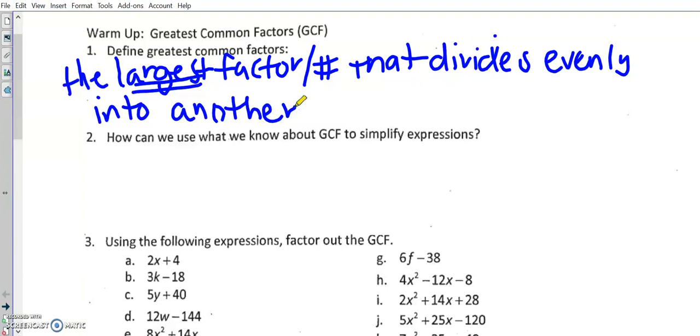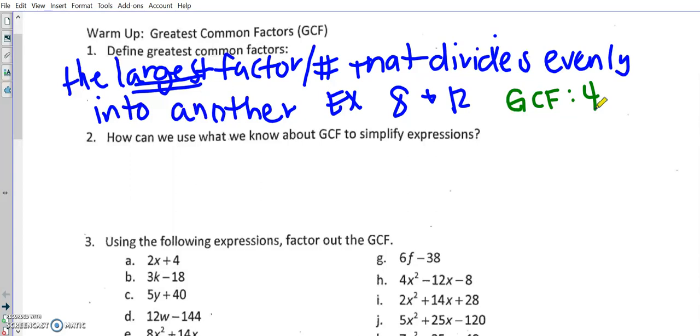So for example, the greatest common factor I want to think of between 8 and 12. So we want to know what is the biggest number that divides evenly into 8 and 12. If you look at that, you probably first thought of 2. Yeah, they're both even, so 2 definitely divides into both of those, but we've got to think of the largest number, okay? So the greatest common factor is actually going to be 4. So 4 is the largest number that divides evenly into both of those, okay?